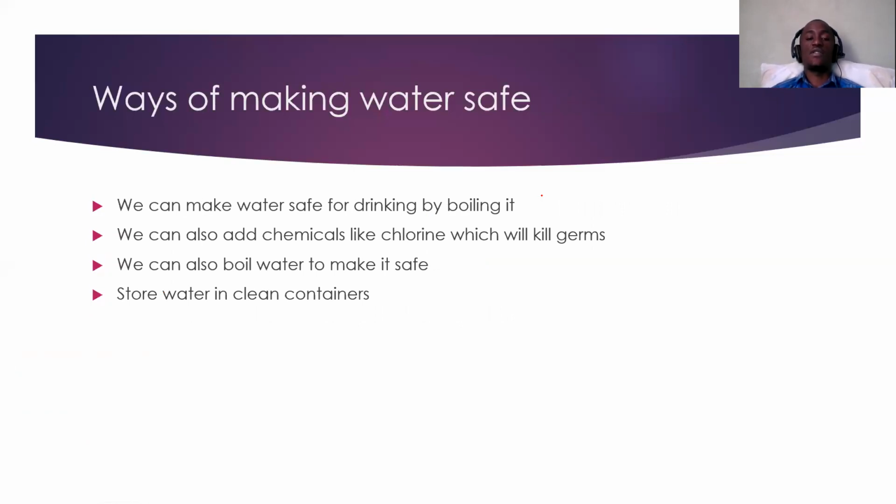These ways are going to kill the germs, because germs are the ones that make water not safe for drinking. So the following are ways in which you can kill the germs. And once we kill the germs, we will have made the water safe. Number one, we can make water safe for drinking by boiling it. You can boil water. Unachukua maji ya borehole, unaweka kwa sufuria, ukishaweka kwa sufuria unaweka moto, alafu una boil. Ukisha boil, wacha your maji ipoe kidogo, and then you put in a clean container and you start using it. That water is safe for drinking.